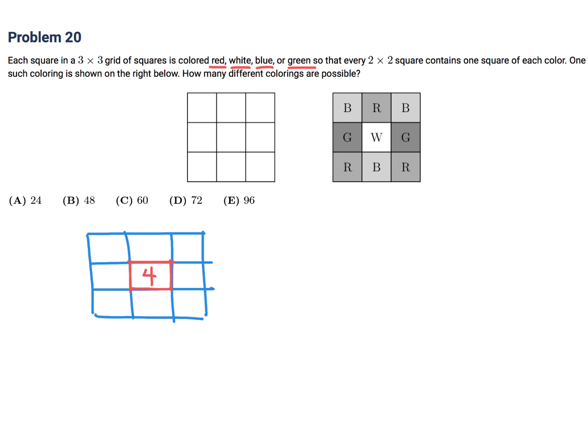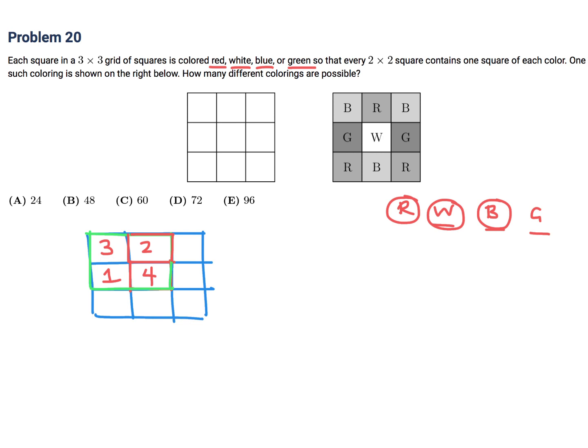And then the question says that any 2x2 square has to have all 4. So, for example, we had red, white, blue, and green. The middle one, we can choose any of those 4. Let's say I choose red. Once I choose one color, for the corner, I've only got 3 choices left. Let's say I chose white for the corner. Then for this guy here, I've got only 2 choices left, B and G. And then once that's selected, I've only got 1 choice left there. Got it? So that's fairly straightforward.